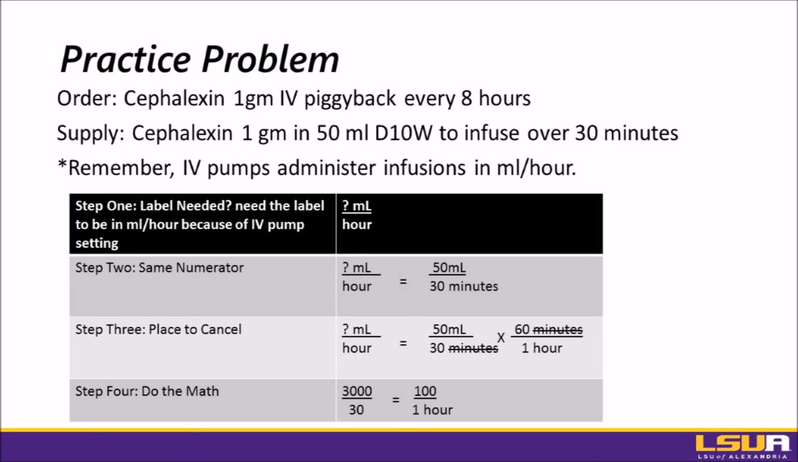Multiply all the numerators, multiply all the denominators, and then divide the numerator by the denominator, giving the answer that I will set my pump at 100 milliliters in 1 hour, which will deliver 50 milliliters of the medication to the client over 30 minutes.